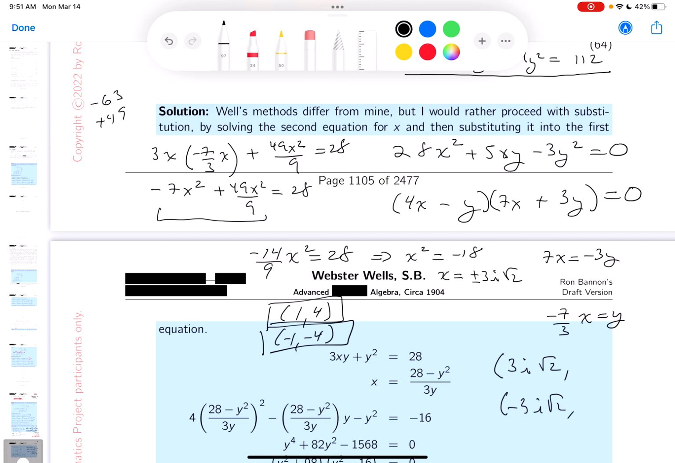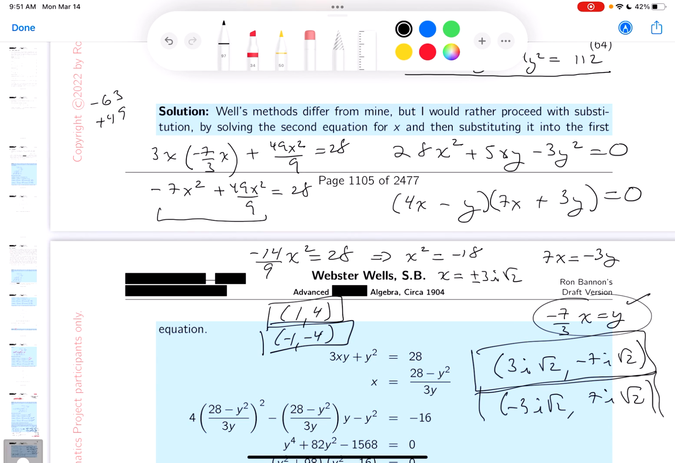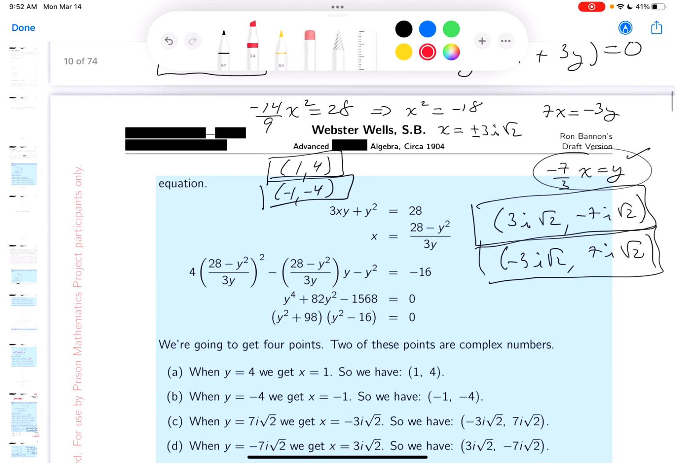And now I want to get the y by using this equation over here. And what's it going to give you? The 3's cancel, so you get minus 7i root 2. And over here, you're going to get 7i root 2. I'm going to put a box on these answers too. They're complex. We're not going to see those in the graph. Let's see if we did okay. All right? Let's see, did we get the 1, 4? Did I get the minus 1, minus 4? Yeah. Did I get the 3i root 2, minus 7i root 2? Yes. Did I get the minus 3i root 2, 7i root 2? Yes.